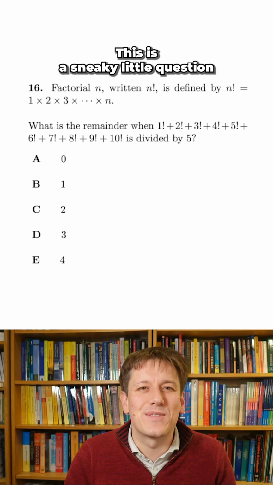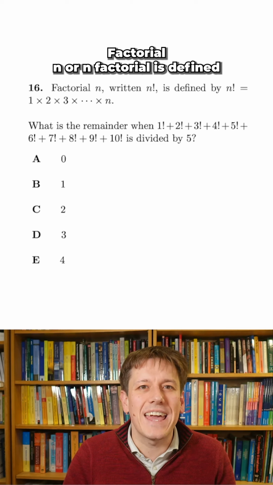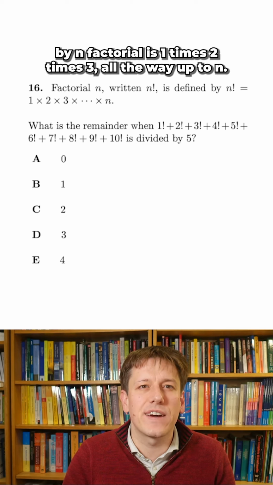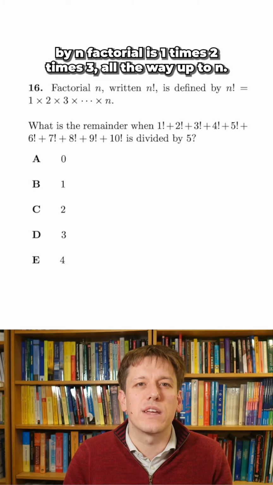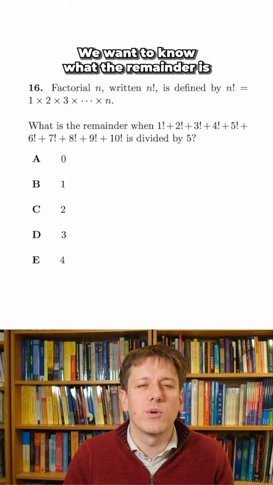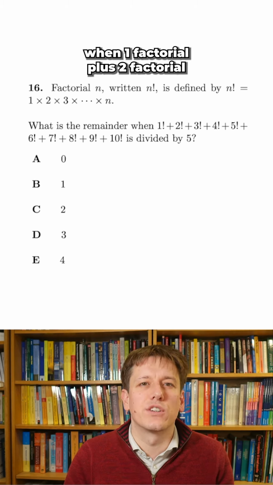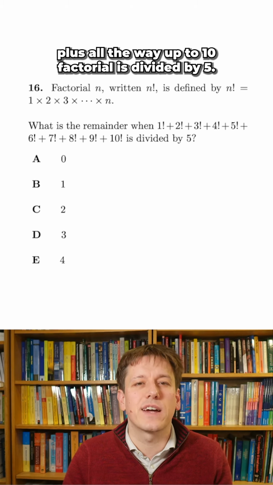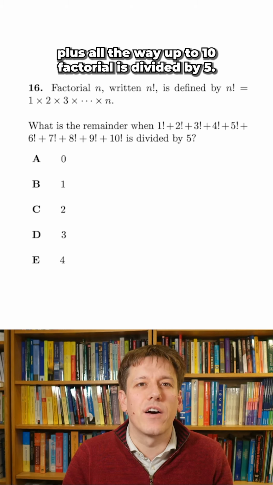This is a sneaky little question from the Intermediate Maths Challenge. Factorial n, or n factorial, is defined as 1 times 2 times 3 all the way up to n. And we want to know what the remainder is when 1 factorial plus 2 factorial plus all the way up to 10 factorial is divided by 5.